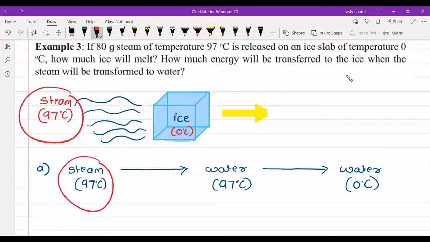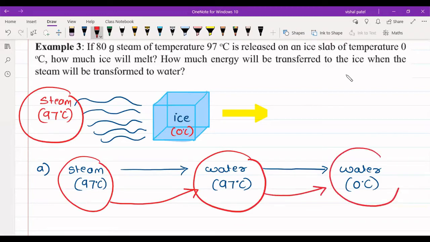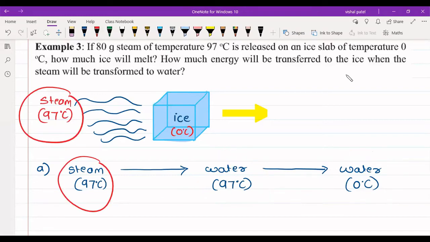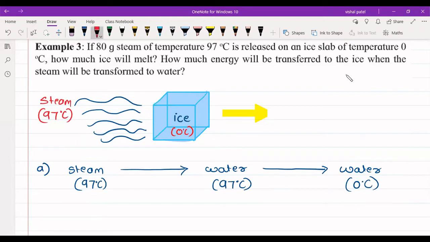First, the steam at 97 will convert to water at 97, and we are passing it over ice. So that water at 97 will convert to water at 0. Okay, is this clear, students? Yes, sir. Okay, let me remove what I wrote over here.